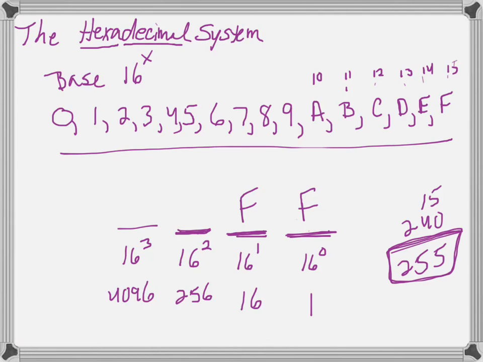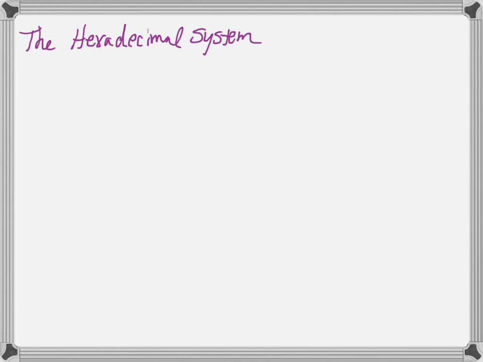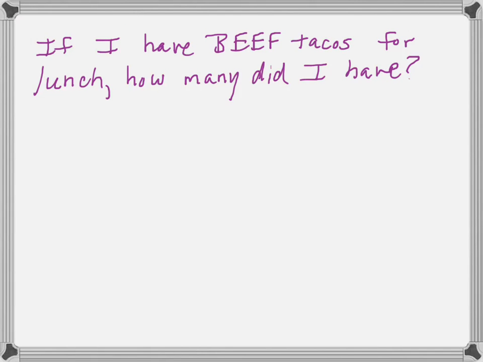Okay. Good. Let's do another one. Let's look at this interesting question. If I have beef tacos for lunch, how many did I have? Interesting question. That is only for really smart computer science people. So what does that mean? It doesn't actually mean that you had beef tacos. It means that beef is a number. A beef is a hexadecimal number.